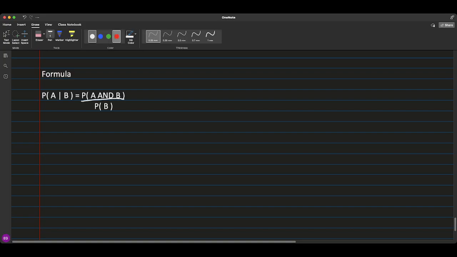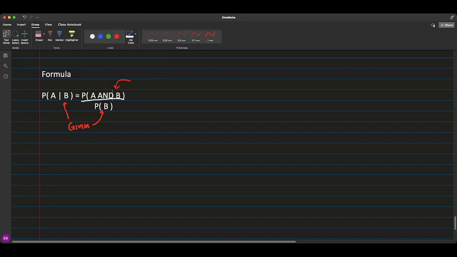Let me write the little line. So notice the given determines the denominator probability. And this makes sense because we're saying, look, it's a given that B has happened. B is true, which is why you're dividing by the probability of B. Now, of those cases where B is true, I want to know the probability that both A and B are true.